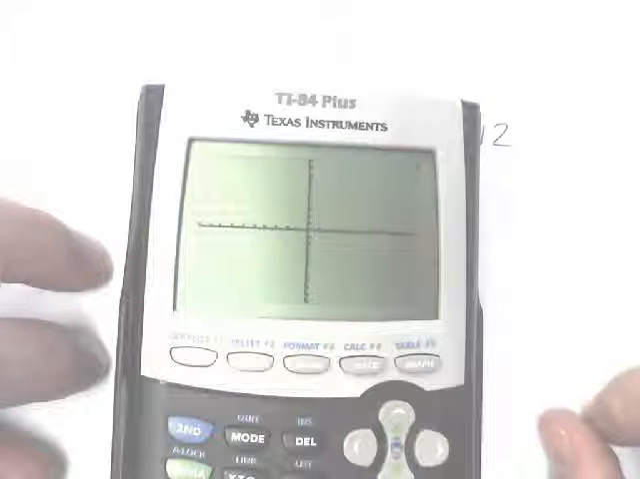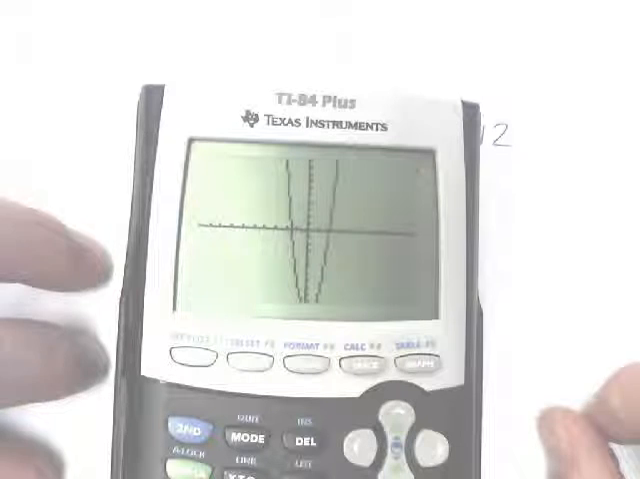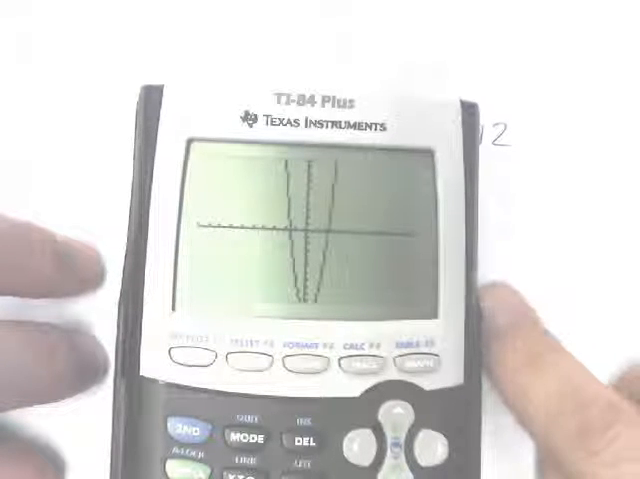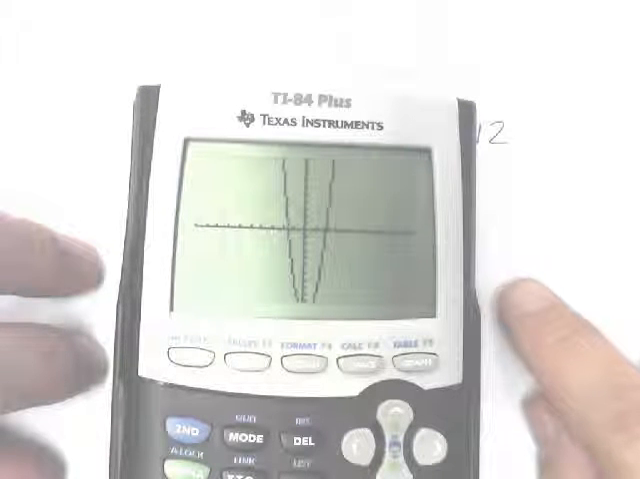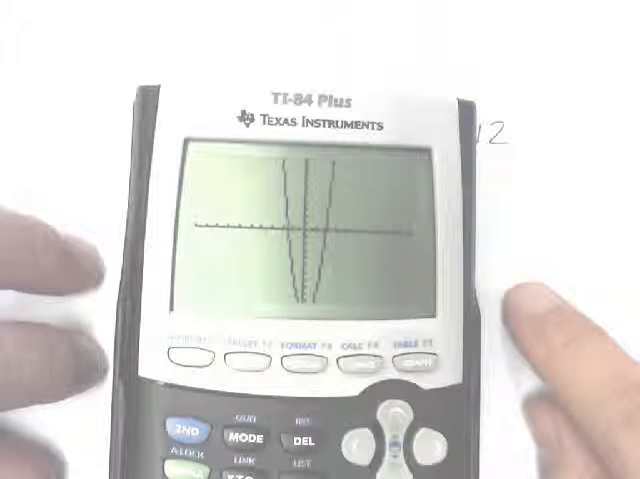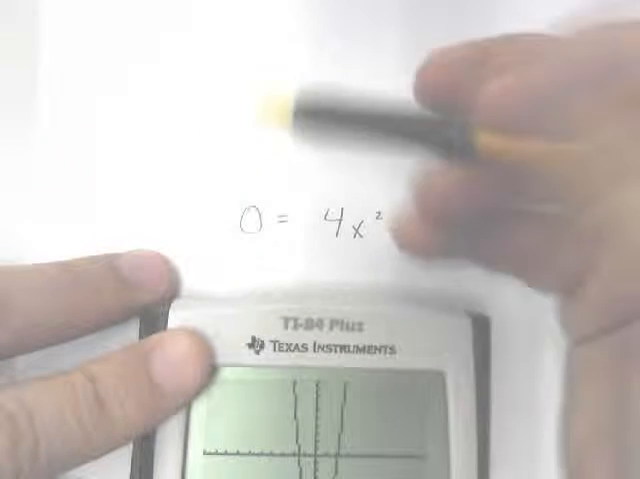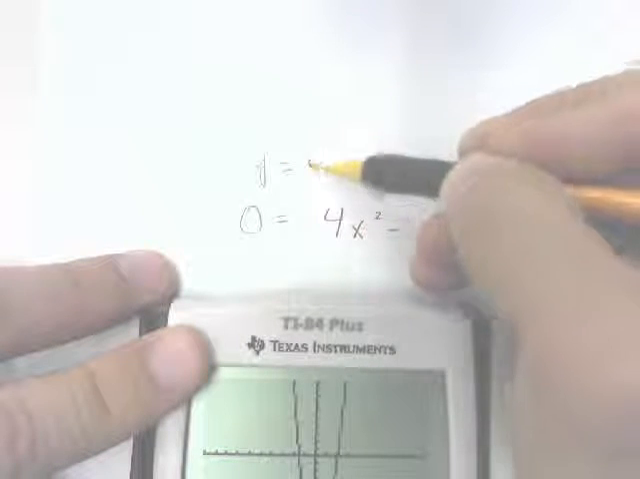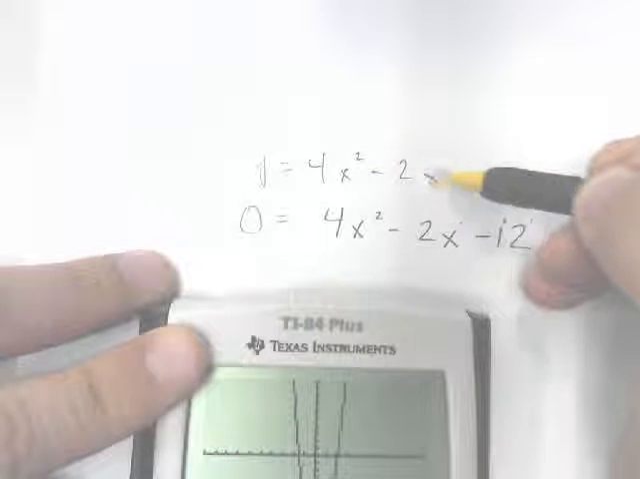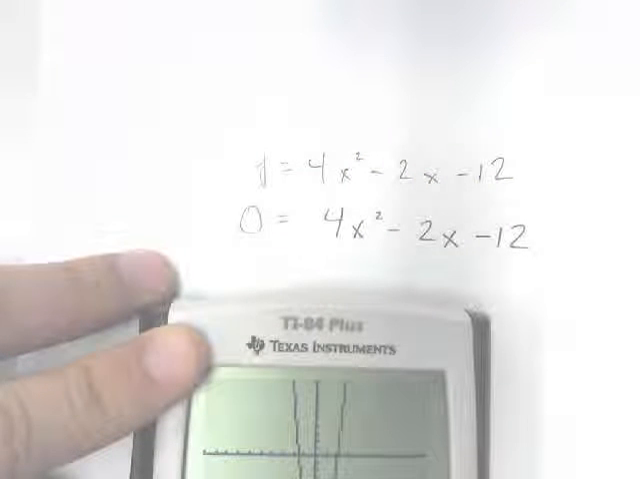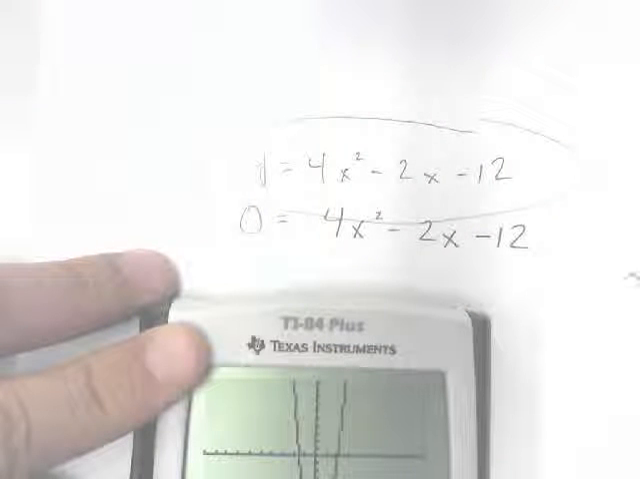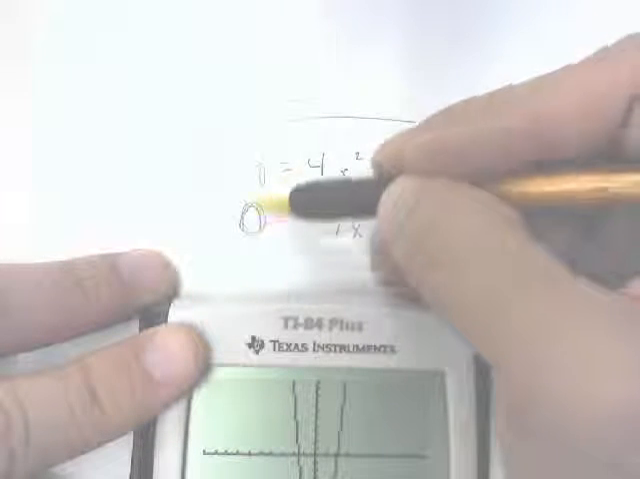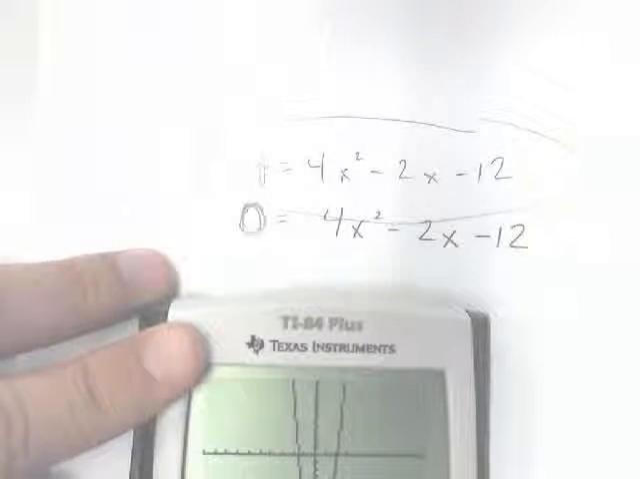Okay, I'll go ahead and hit graph, and my parabola pops up. We're trying to find where the parabola is 0. In other words, if my equation were y equals 4x squared minus 2x minus 12, and this graph represents this equation, what I'm looking for is where is this equation 0? Where is y equal to 0? I'm replacing my y with a 0.